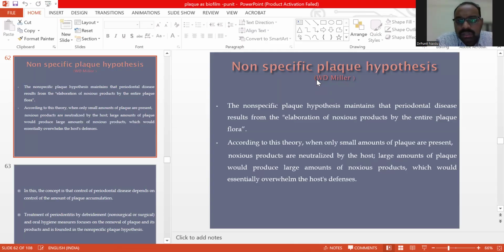So how this plaque gets attached to the tooth surface is by transport to the surface. The transport of the bacterium to the tooth surface happens through three motions. The first one is Brownian motion, the second one is sedimentation, and the third one is chemotactic activity.